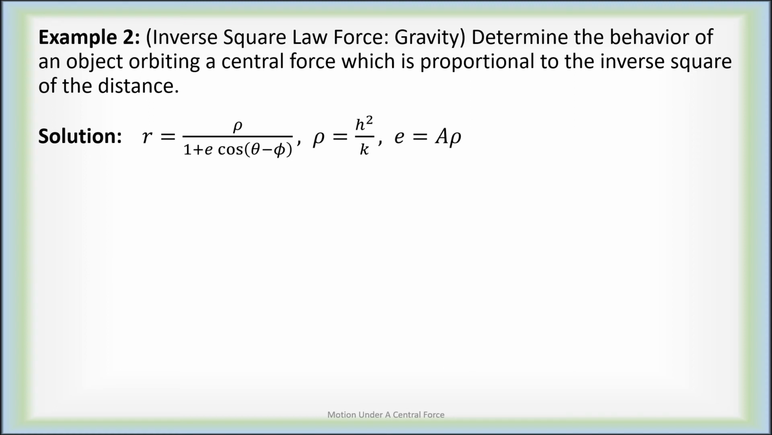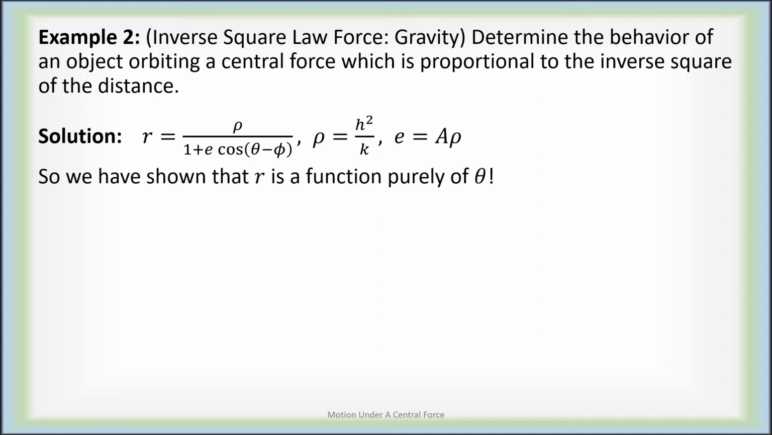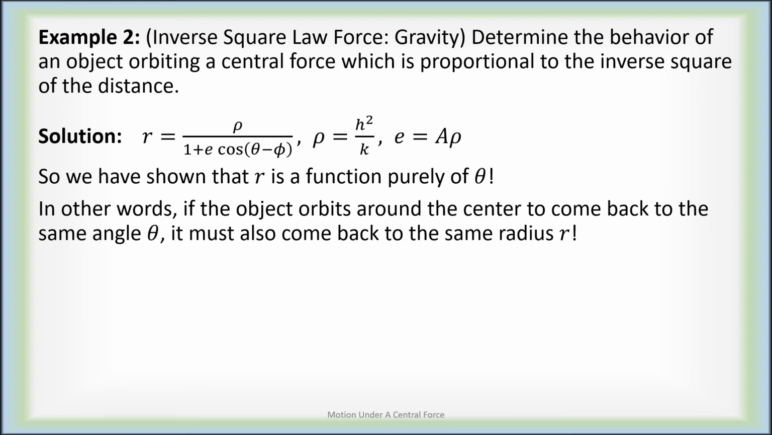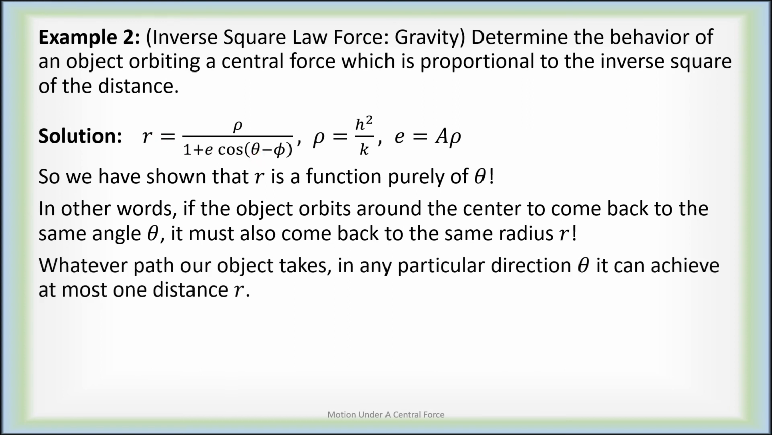So here's the solution we found. r is a constant over 1 plus a constant times the cosine of theta minus phi. In other words, it only actually depends on theta. The only variable there is theta. In other words, if an object is orbiting around the center, if it comes back to the same angle, theta, it must have come back to the same radius r. If this angle theta comes back to the same thing, or it plus 2 pi, r will have to be the same. So whatever path our object takes, in any particular direction, theta, it will achieve at most one distance r. If the path of the object is traced out, it will never achieve two different radii at the same angle. If the angle comes back to be the same, then so will the radius.